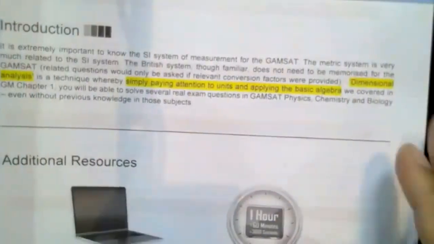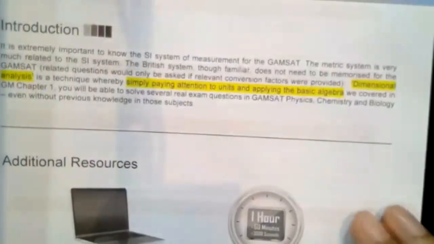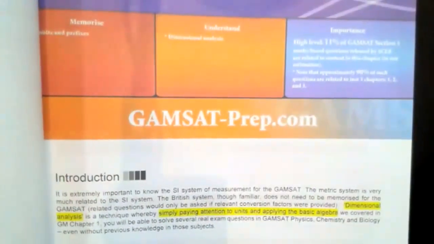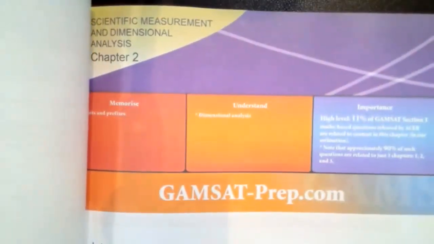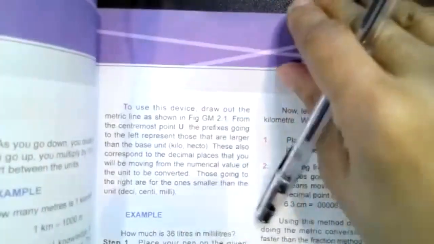Now, if you happen to have the book, great. If you don't, it's okay. You can get the information online. But the most important chapters are the chapter that we're going to be talking about right now, which is dimensional analysis, and the graph analysis chapter. Those are the most important ones.